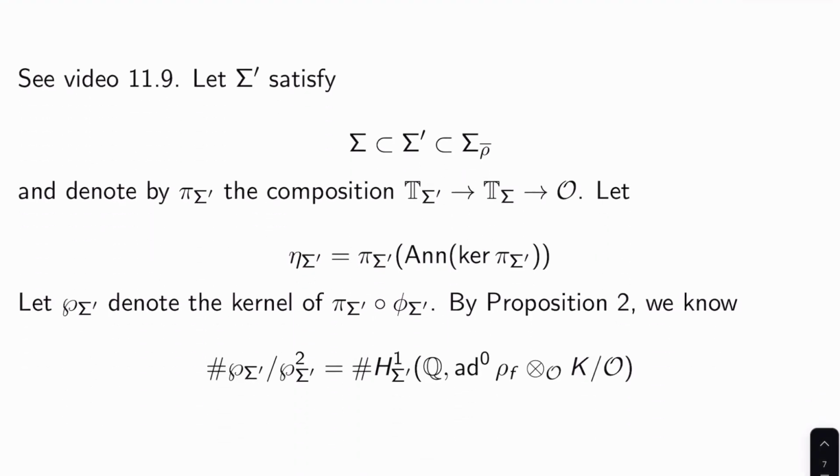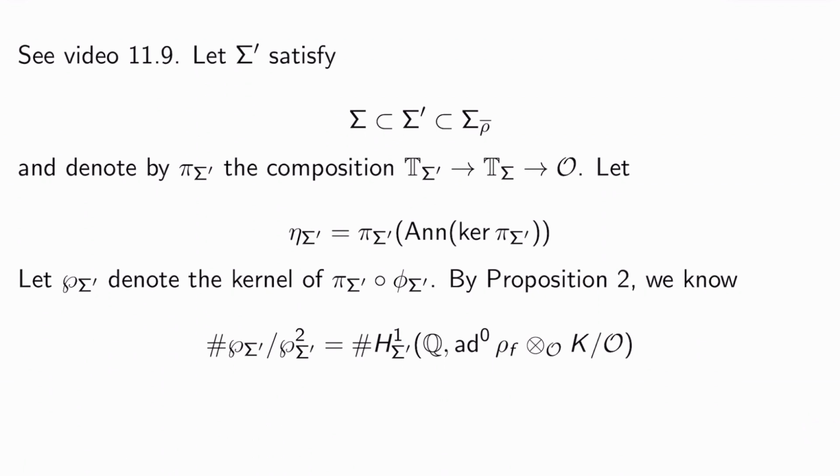Okay? Let's also recall a little bit more setup. See video 11.9 for this part. Let sigma prime be a set of primes between sigma and sigma sub rho bar, and denote by pi sub sigma prime the composition T sub sigma prime to T sub sigma to O. And we'll let eta sub sigma prime, so like the sigma prime congruence ideal, be pi sub sigma prime of the annihilator of the kernel of pi sub sigma prime. Okay? And we'll let WP sub sigma prime denote the kernel of pi sub sigma prime composed with phi sub sigma prime. Draw it all out if you have to. Okay? What does proposition 2 tell me?